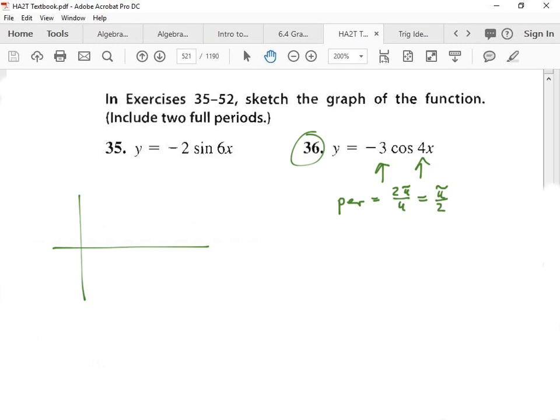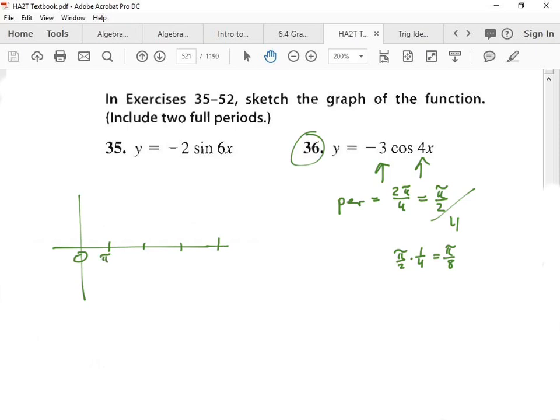So because my period is pi over 2, and because there's no horizontal shift, I'm going to start at 0, and then I'm going to count by, what am I going to count by? Let's see, I got to divide this by 4. That's the same as multiplying it by 1/4. So pi over 2 times 1/4. What does that equal? Pi over 8. Ooh, pi over 8. I got to count by pi over 8 for these guys? Yeah, you got to count by pi over 8.